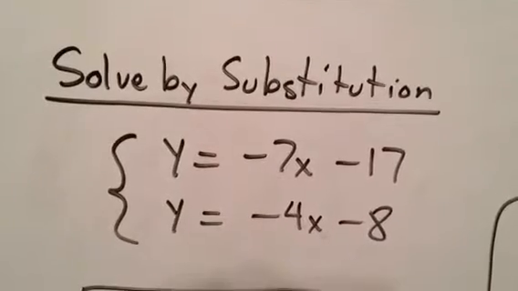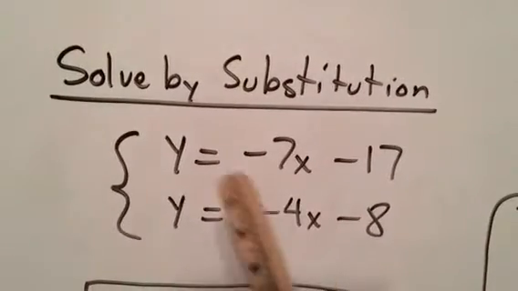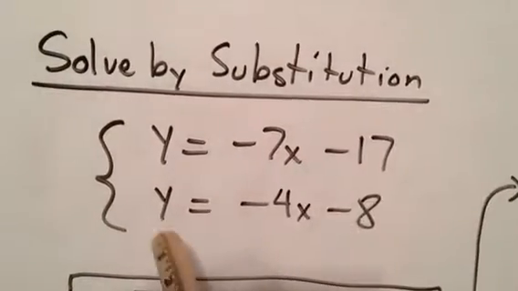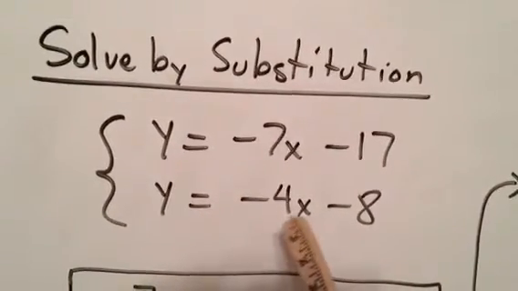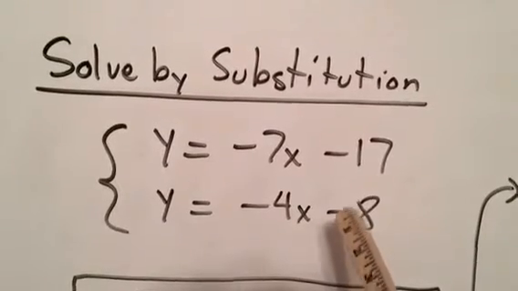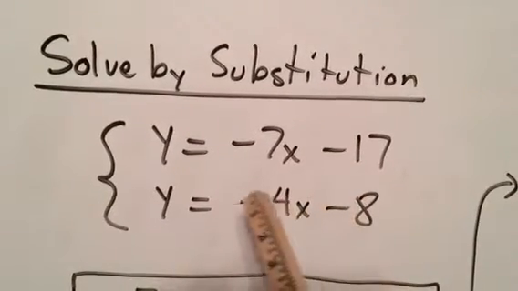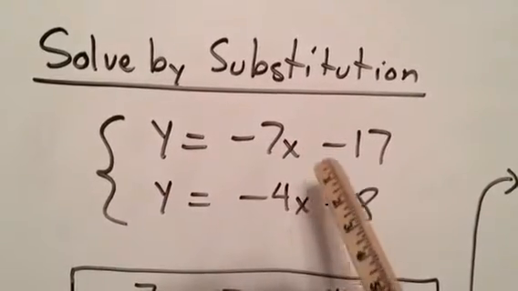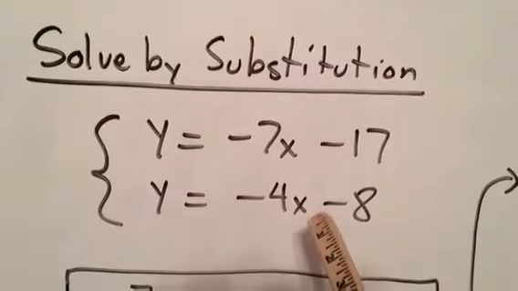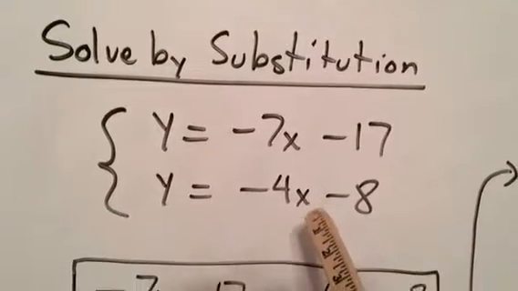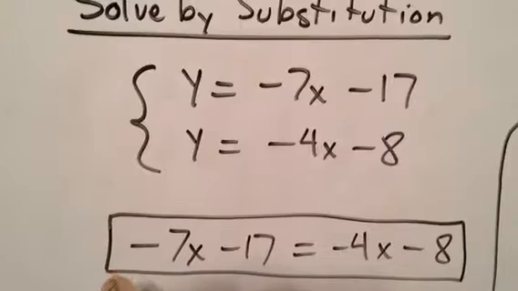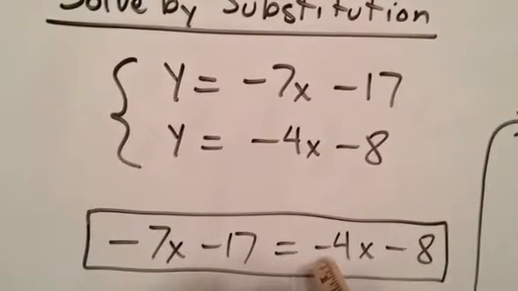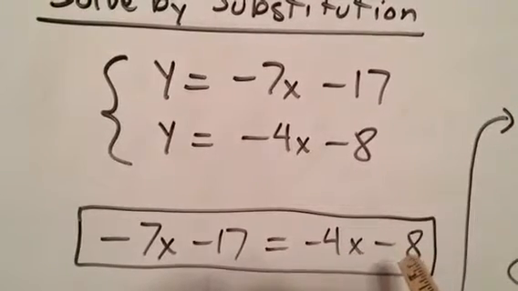Notice that both of these equations are solved for y. Y is equal to negative 7x minus 17. Y is also equal to negative 4x minus 8. Since both equations are equal to y, it makes sense that both of these algebra expressions should be equal to each other as well. So that gives us negative 7x minus 17 is equal to negative 4x minus 8.